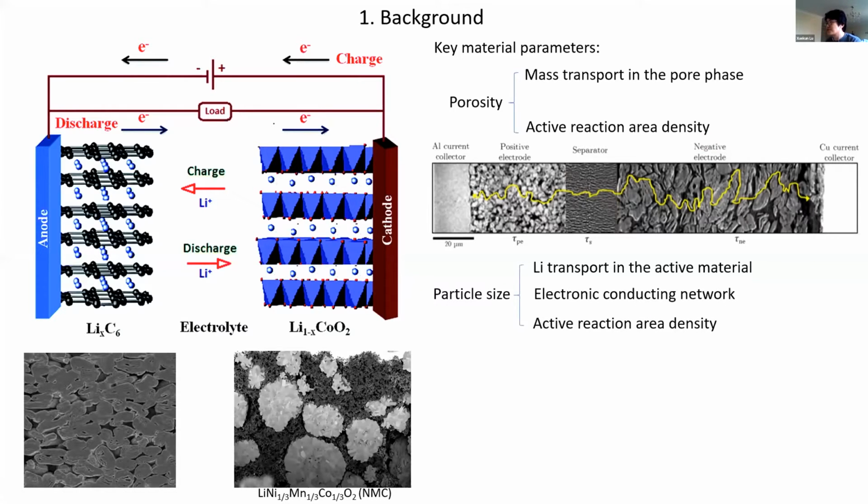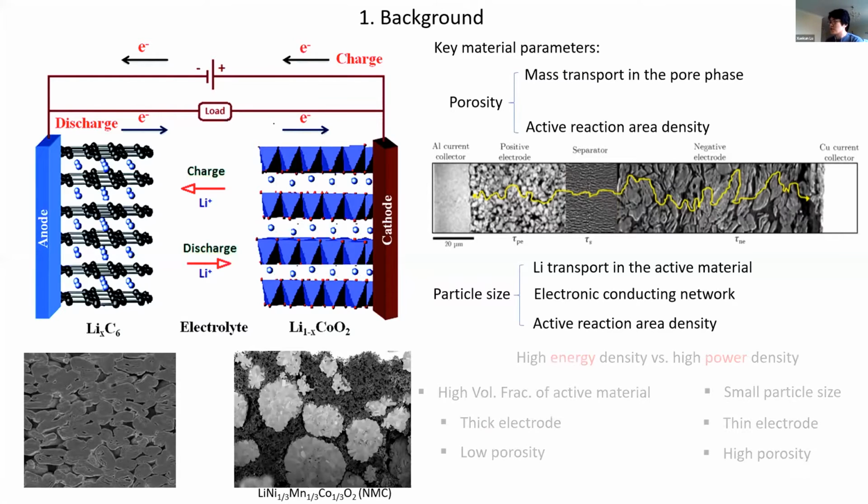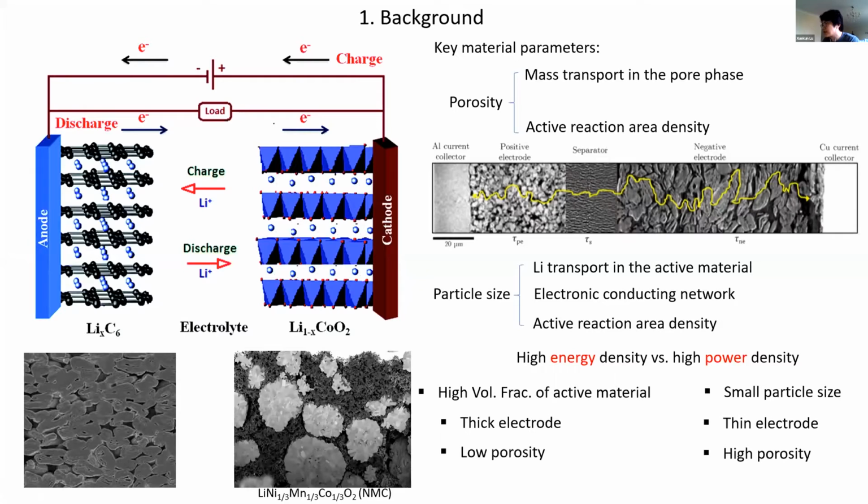It affects the lithium transport in the solid phase, and also the electronic conducting network and the active reaction area as well. So depending on the applications, a battery can be classified into two major groups. One is the high energy density oriented. The other one is high power density oriented.